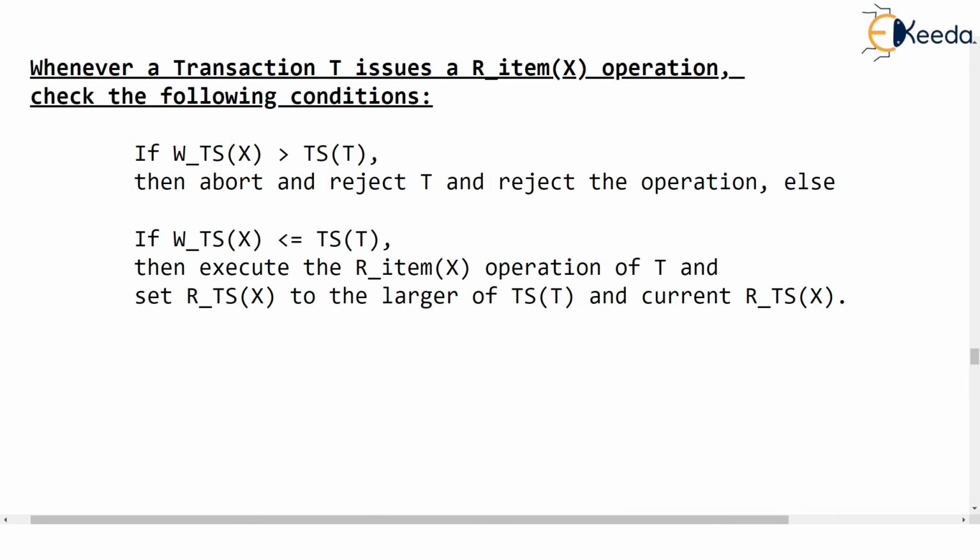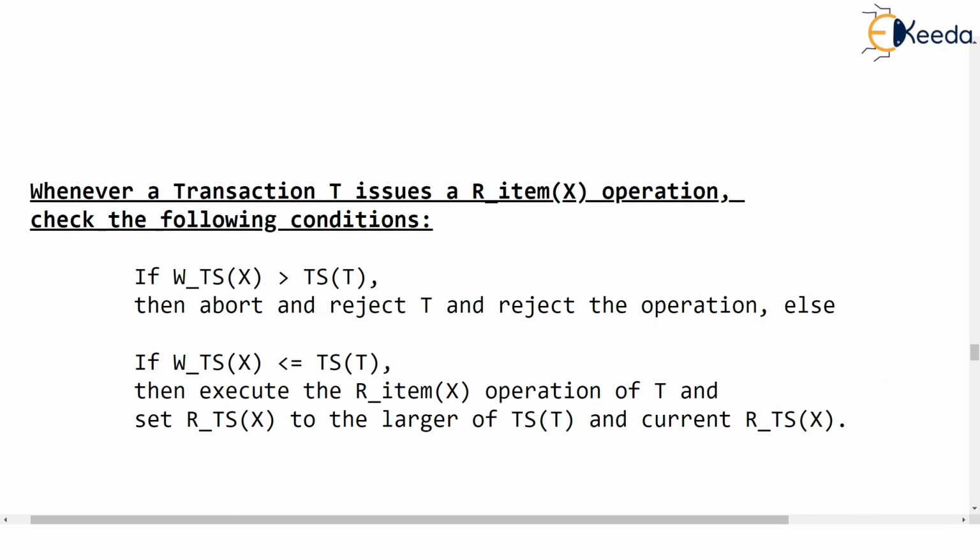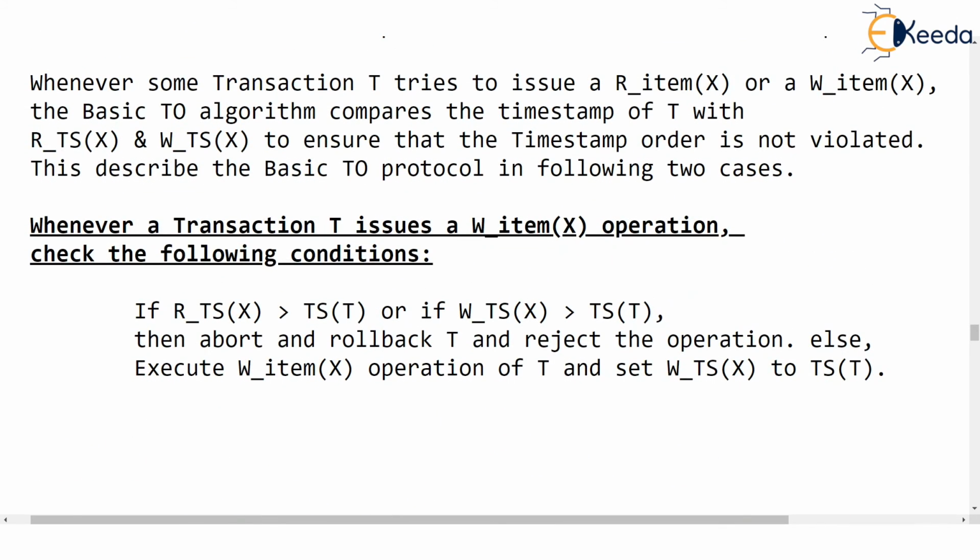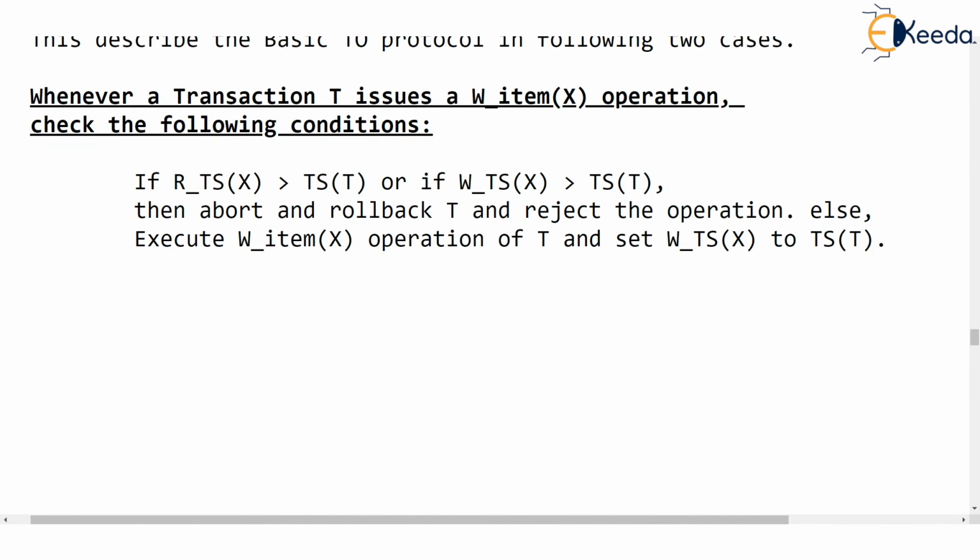This is how the timestamp ordering protocol checks for conflicting operations not occurring in the timestamp order. And if conflicting operations do not occur in the timestamp order, then the transaction which is making the request is simply rolled back.